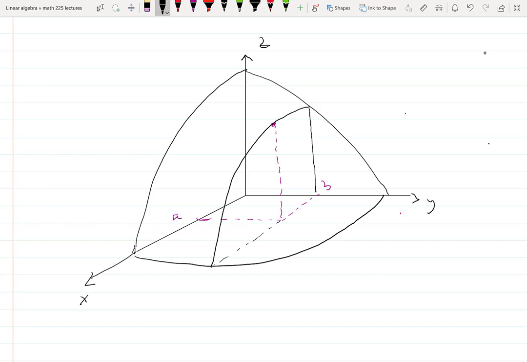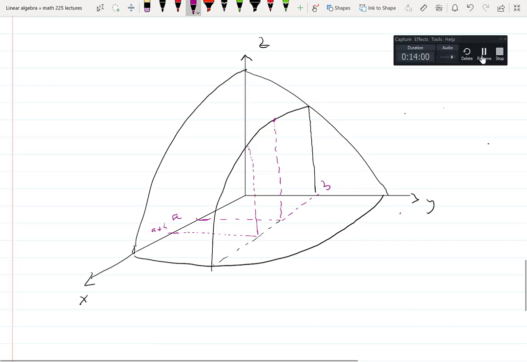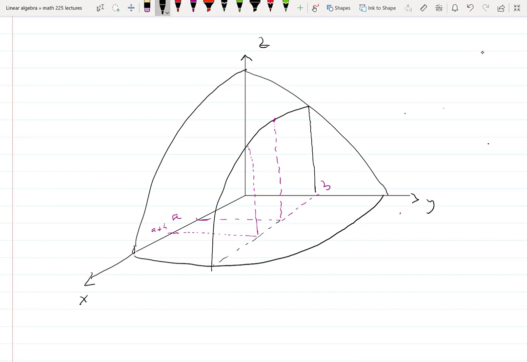I took a chance and blew up the picture so I could draw a little better on it. I'm going to find the slope of the tangent line at that point, that little purple dot, by doing the same thing we do in pre-calc. I'm going to increase a by a little bit, to a plus h, and go up to the curve at that point. I'm going to draw a line through those two points, and that line is not the tangent line, it's the secant line.